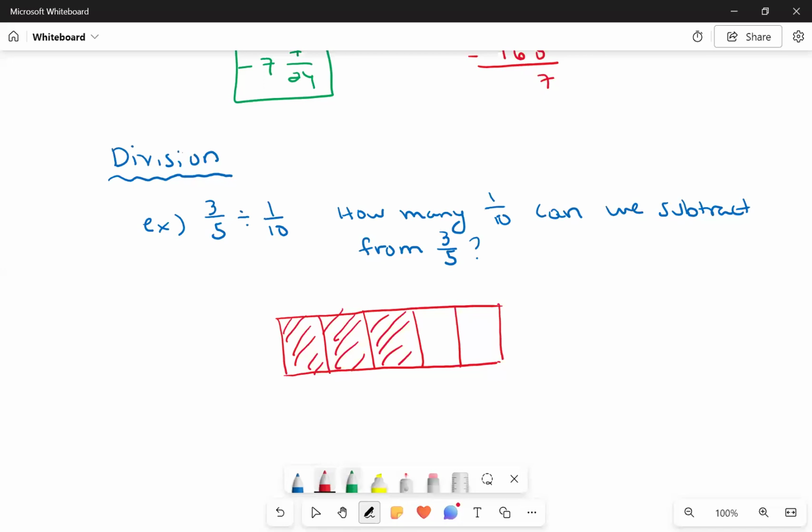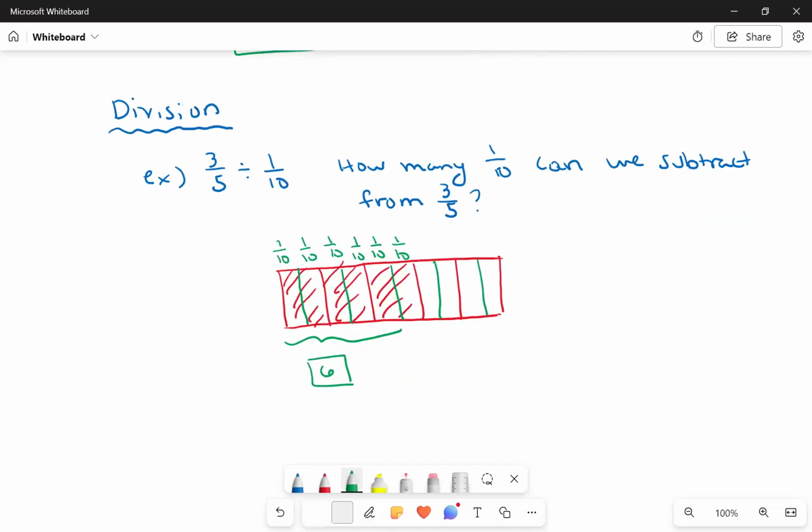Now the book just compares it to a 1/10 and figures out how many 1/10 they can fit in. I think it's actually easier just to divide this up into tenths. Each little rectangle is representing 1/10, and based on the shaded region, since each of these are 1/10, I end up with 6 of them. So 6 1/10 fit into 3/5.